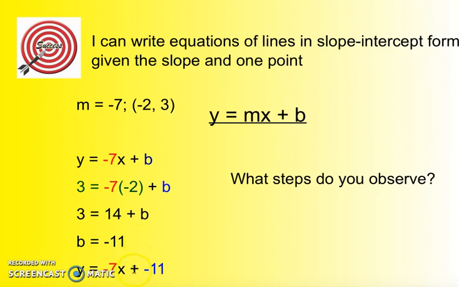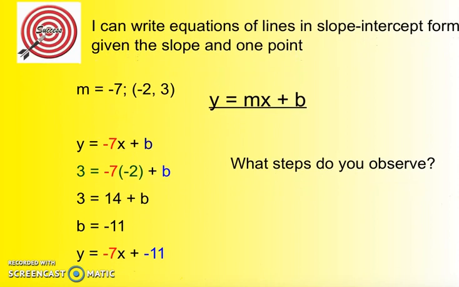And I noticed that the last step is to rewrite that in slope-intercept form. So we have y equals -7x, because that was already given to us. And then we found that y-intercept is -11, so that was plugged in. Now, it can also, though, be written in a different way.